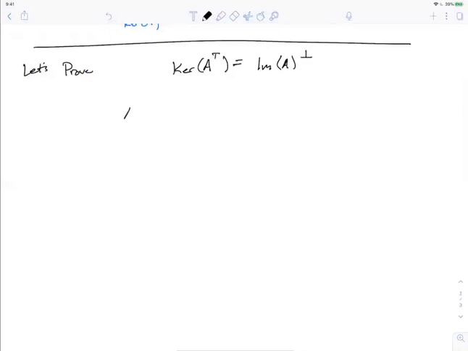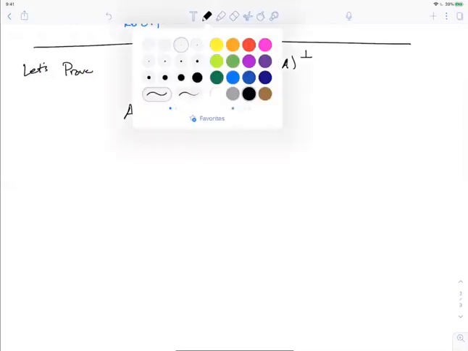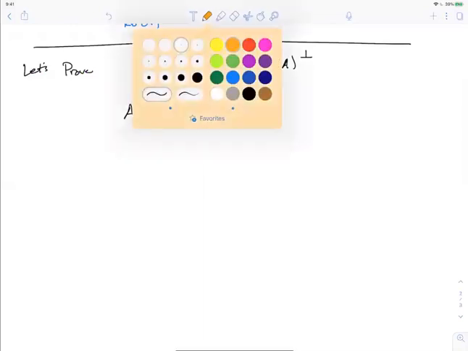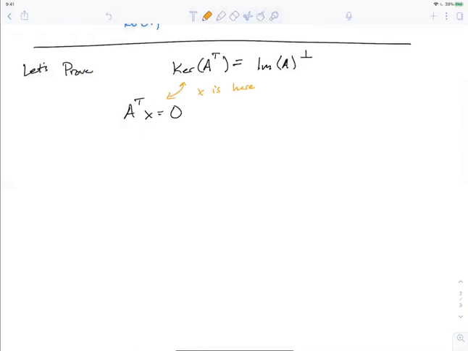All right, so if we have A transpose X equals 0, this means that X is in the kernel. That's what this means. So if X is in the kernel, that just means that A transpose X is equal to 0. We can multiply both sides by Y transpose. This is something we're allowed to do.